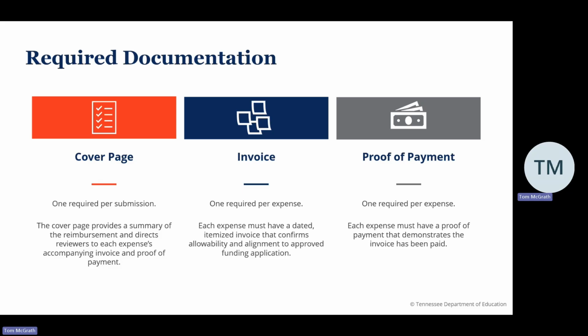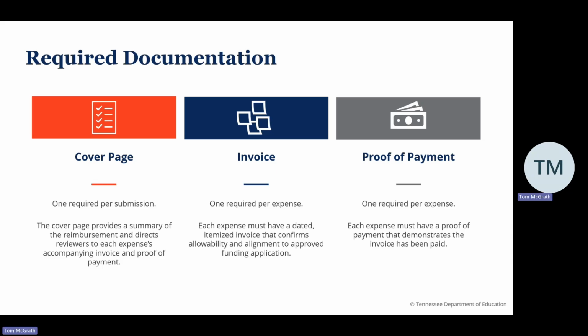We'll look at an example on the next page, but you can find a template for this on both the Charter Grants website and in your grants recipient guide. One cover page is required per submission. The cover page provides a summary of the reimbursement and directs reviewers to each expense's accompanying invoice and proof of payment. For each expense, you'll need to include an invoice and a proof of payment in order to be reimbursed.